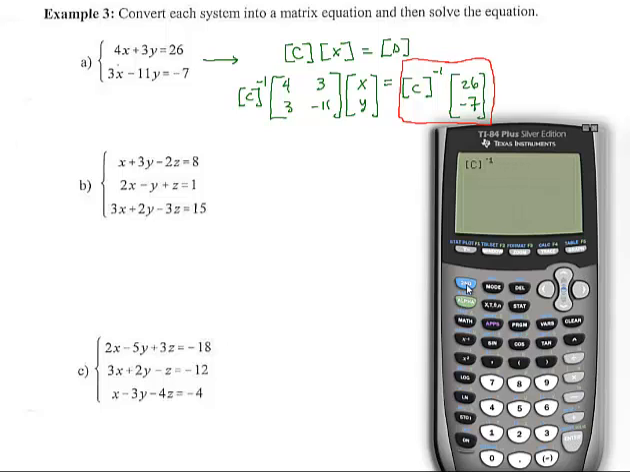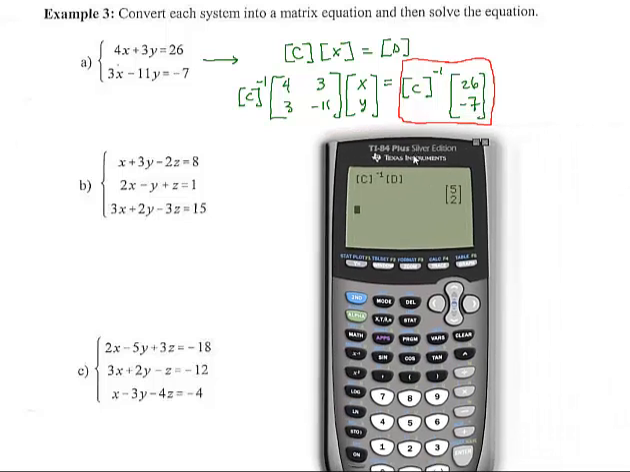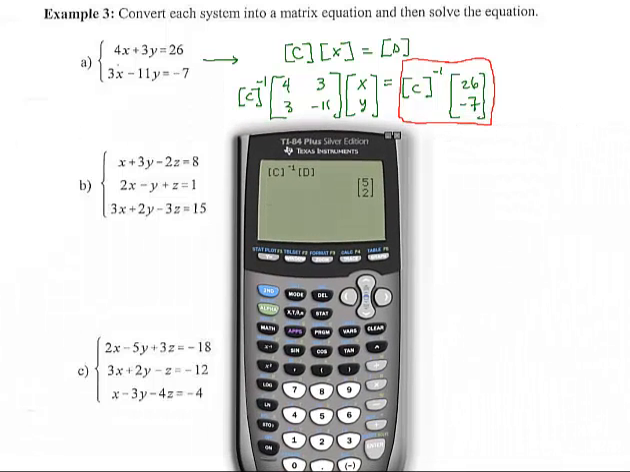And then we arrow over and we go back to our matrix screen and select D to put it in front of C inverse, and we hit enter. And there we go. 5, 2. This equals the matrix 5, 2. In other words, what this translates to is x equals 5 and y equals 2.